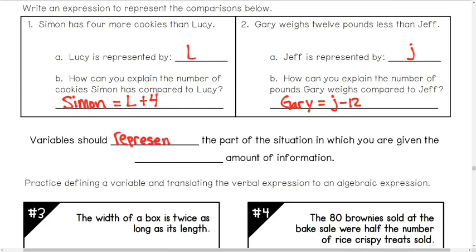Right, so variables should be there to represent part of the situation in which you're given the least amount of information. So we don't know some of these pieces, and since we don't know them, we go ahead and just include a variable.